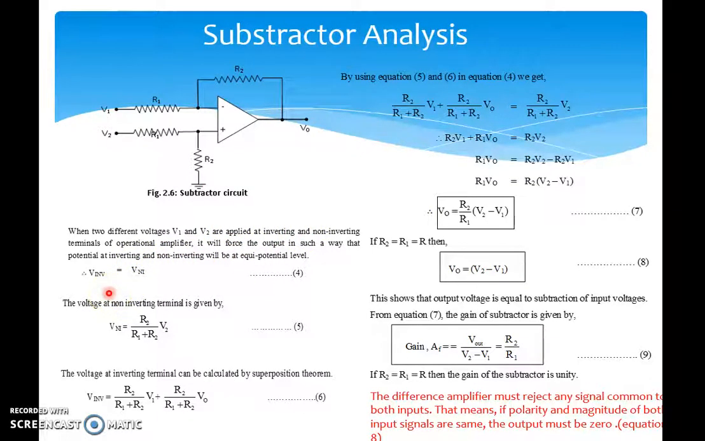Since we are applying the concept of the virtual ground, the potential at these two points will remain the same, that is, the inverting voltage is equal to the non-inverting voltage. So the non-inverting input is obtained by the voltage divider arrangement formed by R1 and R2.